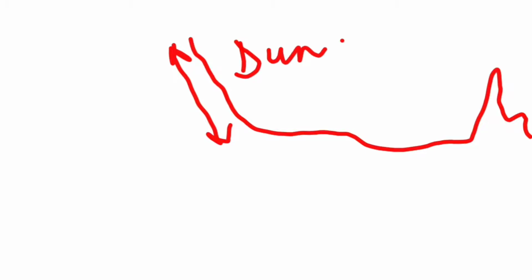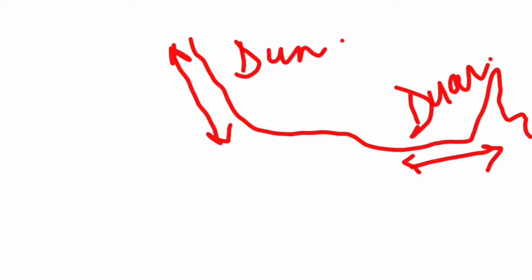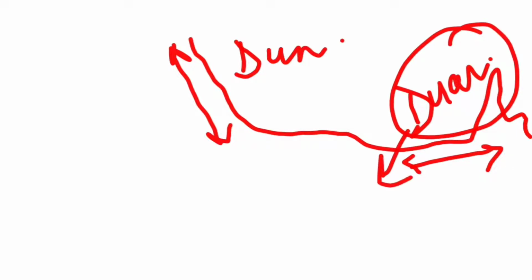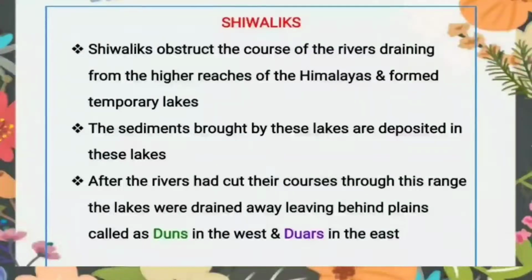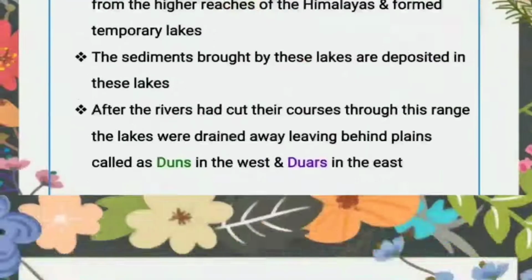So if we talk about this region, and when we move towards the east part, in the western part these are known as dunes. For example, you have various examples of dunes like Dehradun and others. But when we go towards the east, these plains are called Dwar, where tea plantation is quite prominent. Fine. Moving back to the slide, this is what we have in our Shivaliks.